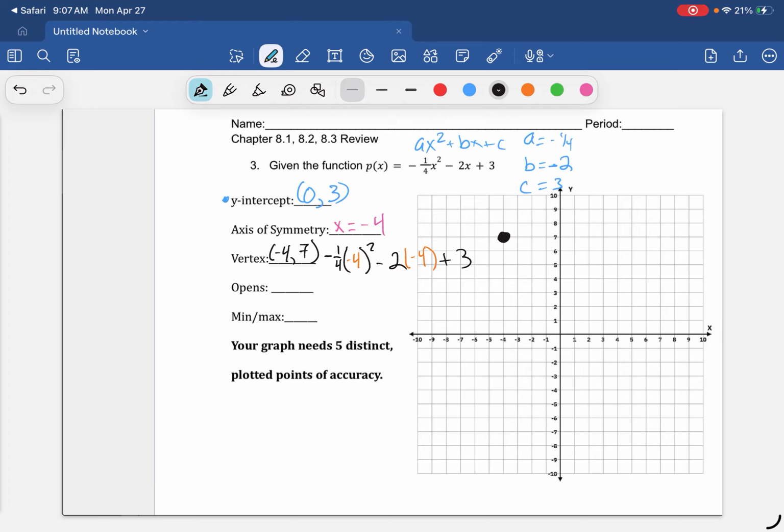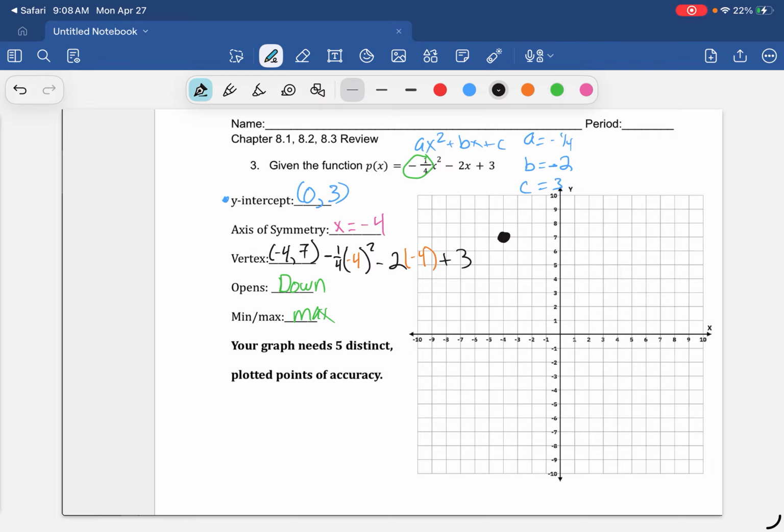Now, opens, min, max, if it's going to be wide or narrow, all of that could be found by just the a value. So I could look at a and go, oh, hey, that's negative. It's going to open down. I'm going to have a max. Or you could graph it.